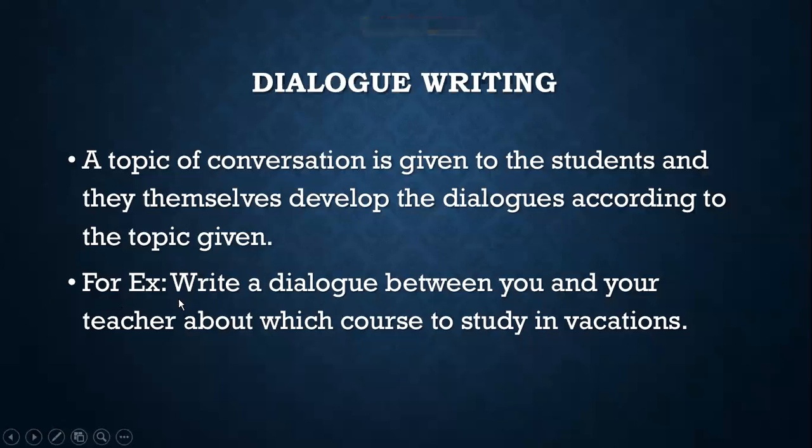For example, you can get a heading like this: write a dialogue between you and your teacher about which course to study in vacations. So here you know that there are two characters. One is your teacher and another is you yourself, who is a student. In that case, you have to write the dialogue between a teacher and a student. So the main characters you would write are teacher and student.